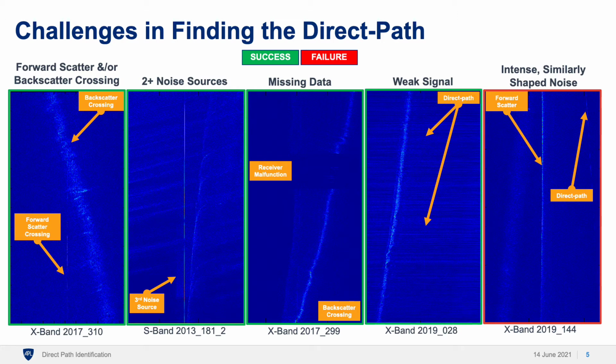Sometimes there are additional noise sources that crop up and follow the signal. We have a few collects where we're missing data, but we still need to find and fit the direct path so that we can form an image in those regions where there is good data. The direct path normally isn't the strongest signal with X-band data and can actually be quite weak. And lastly, sometimes the forward scatter is very thin, so distinguishing it from the direct path can be difficult from a computer's perspective. The one on the far right actually failed on our last version of the algorithm.